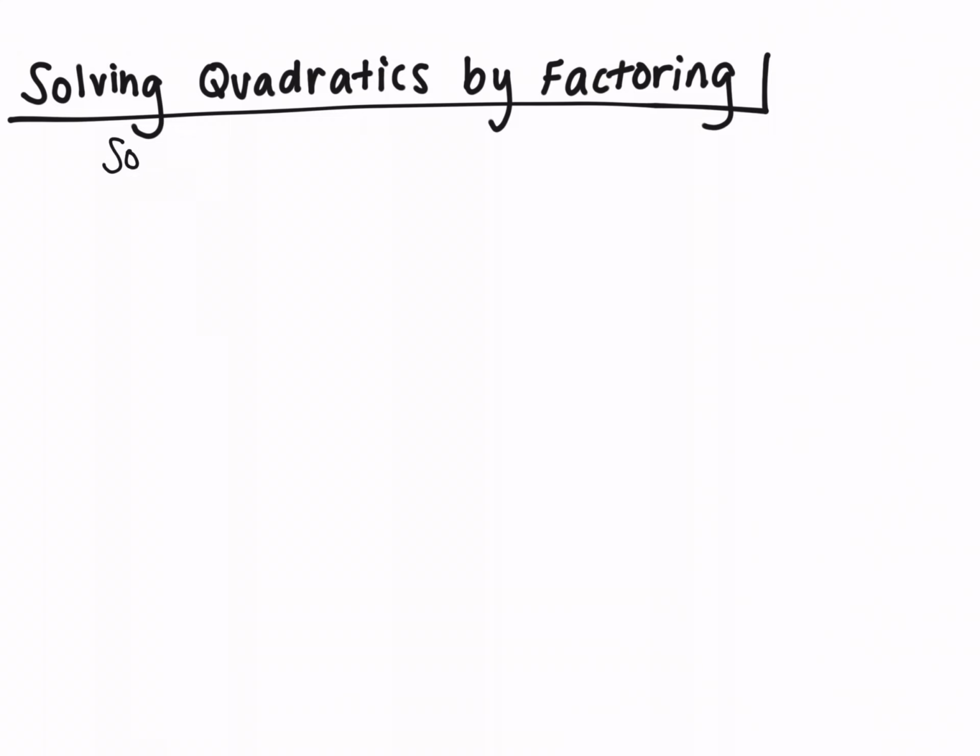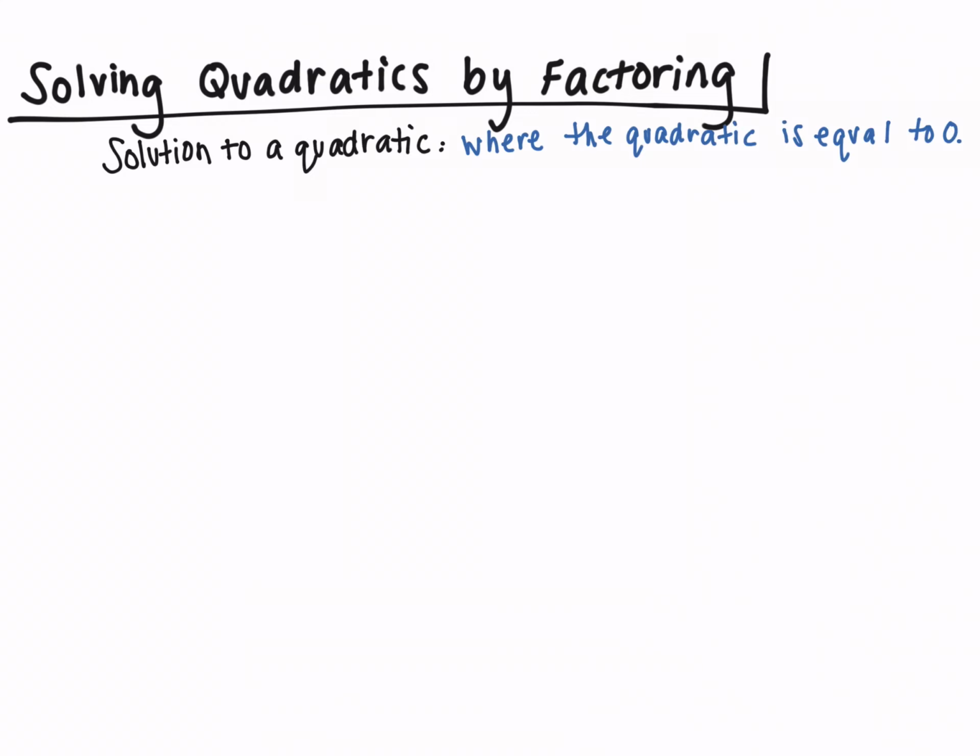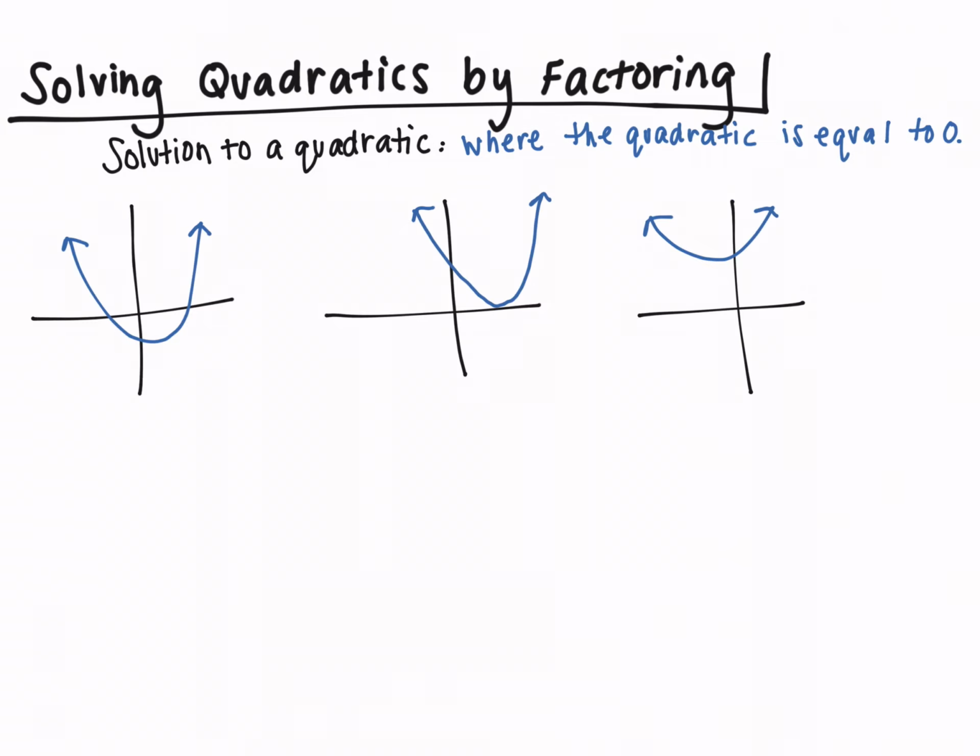could be factored. Now, before we start going over how to actually solve quadratics by factoring, it's important to know that a solution to a quadratic is where the quadratic is equal to 0. This eventually is going to help us graph quadratics because this is going to tell us where the quadratic crosses the x-axis. When we graph a quadratic, it gives us a parabola shape, which a lot of you are familiar with, and normally when we think of a parabola, it crosses the x-axis twice.